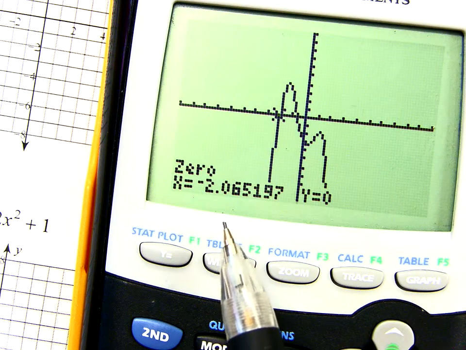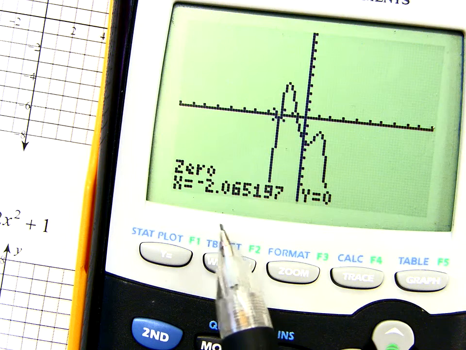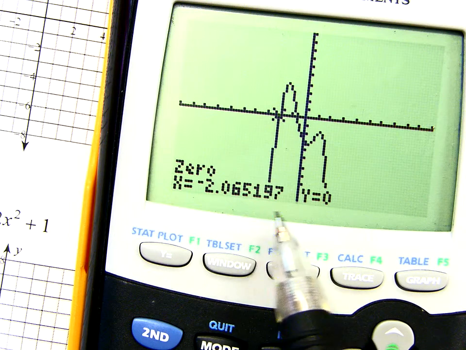So notice this thing does not cross the x-axis at -2. It's a little bit past that. -2.06, blah, blah, blah, blah, blah.